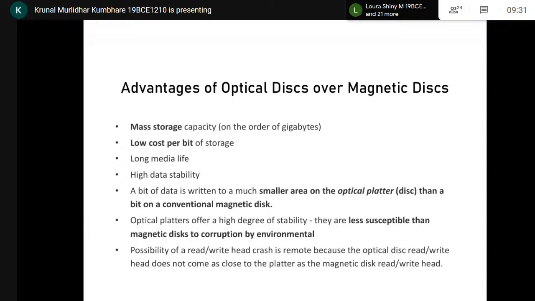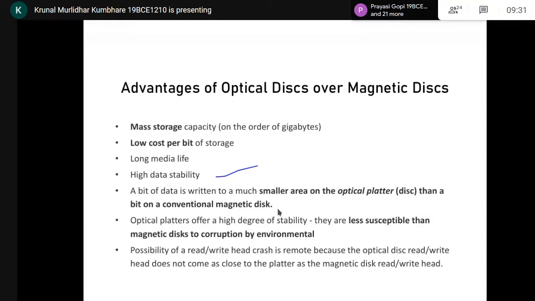So now let's see the advantages of optical disk over magnetic disk. Here the storage capacity is also high. Optical disk cost per bit of storage is also low. Lifespan in optical disk is more than the magnetic disk. Data stability is also high in optical disk.